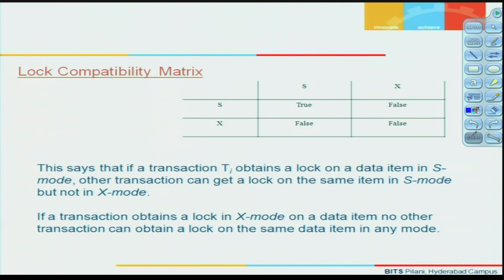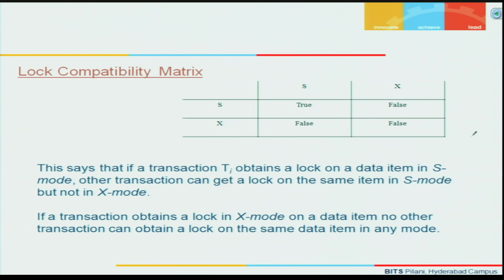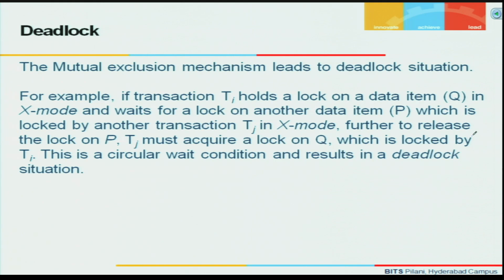So, this is the lock compatibility matrix. It says that if a transaction Ti obtains a lock on a data item in shared mode, other transactions can get a lock on the same data item in shared mode only, but not in exclusive mode. If a transaction obtains a lock in exclusive mode on a data item, no other transaction can obtain a lock on the same data item in any mode, either shared or exclusive.